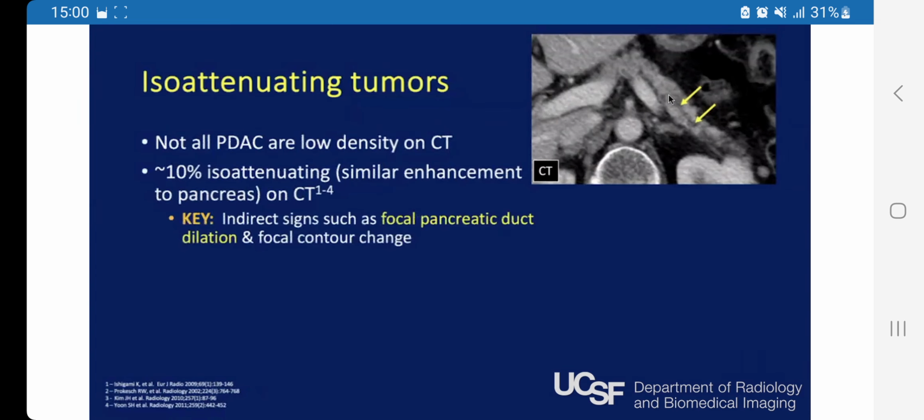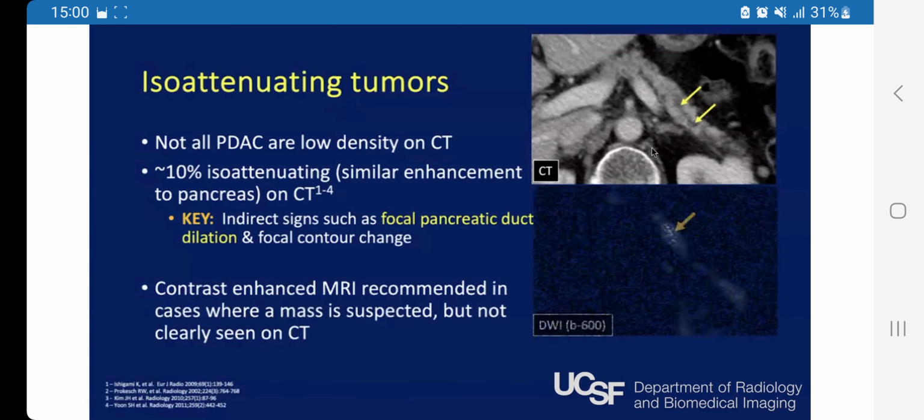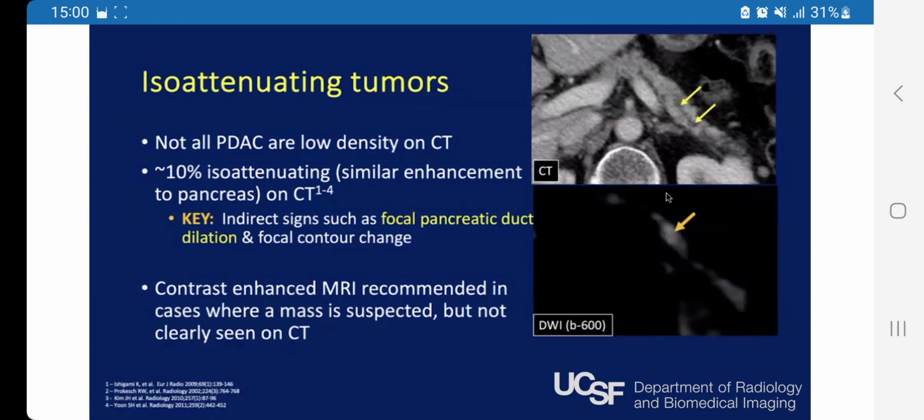About 10% of the PDACs are like this, and we have to pay attention to indirect signs such as the duct cutoff sign, where the pancreatic duct just suddenly changes caliber. MRI is a helpful modality in these situations. Here we see a restriction of diffusion, a DWI signal, at the location of a presumed pancreatic tumor.